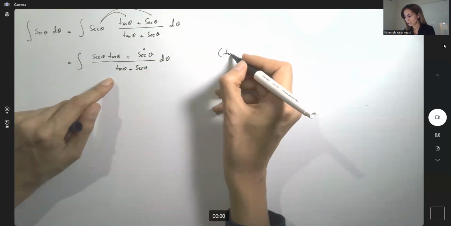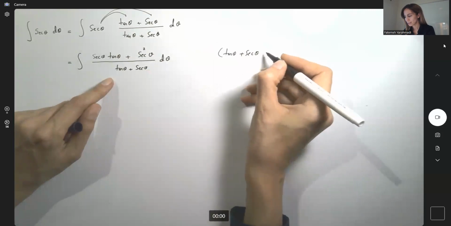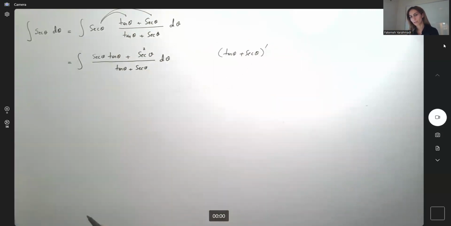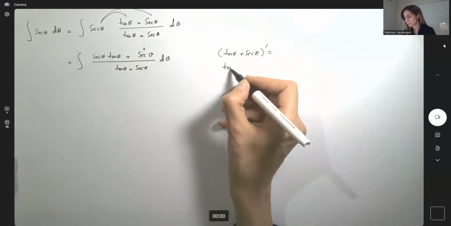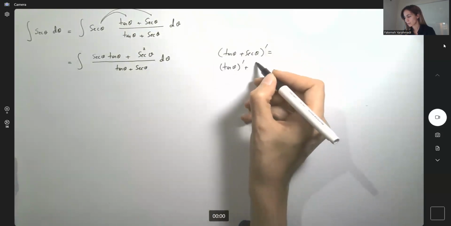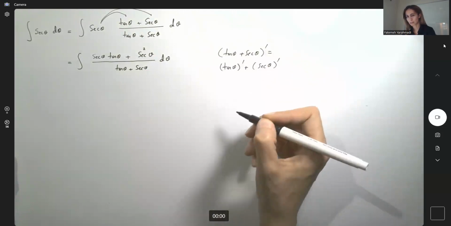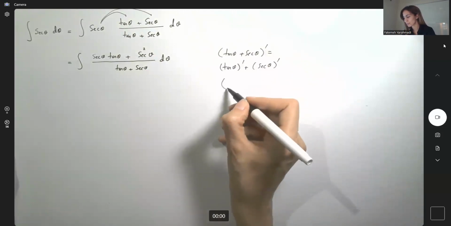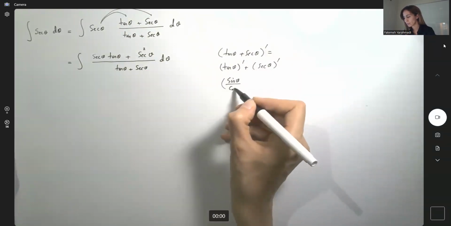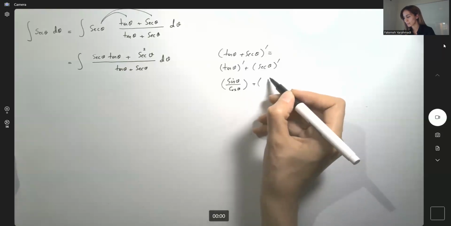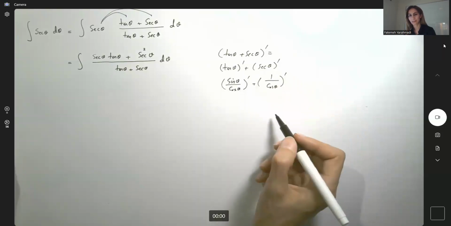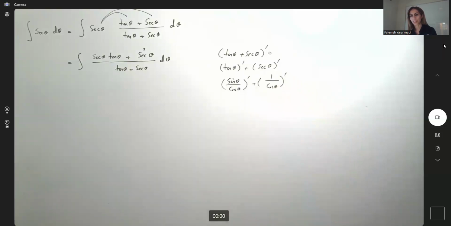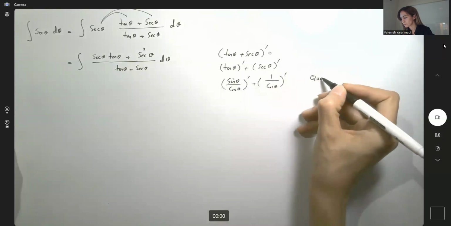If you have tangent theta plus secant theta and you take the derivative of this, this is equal to the derivative of tangent plus the derivative of secant. But remember that tangent is nothing but sine over cosine, and secant is nothing but 1 over cosine. So instead of memorizing these, try to remember the steps applying the quotient rule.